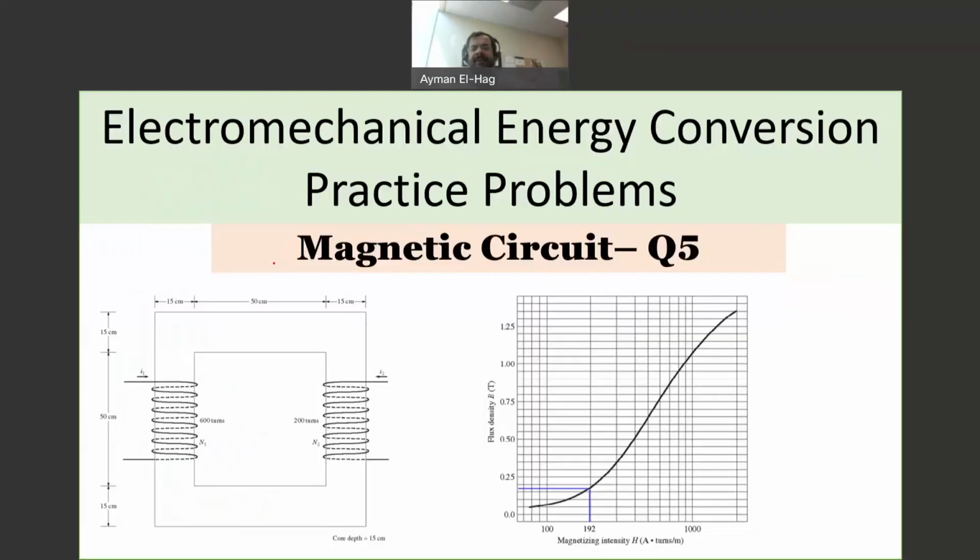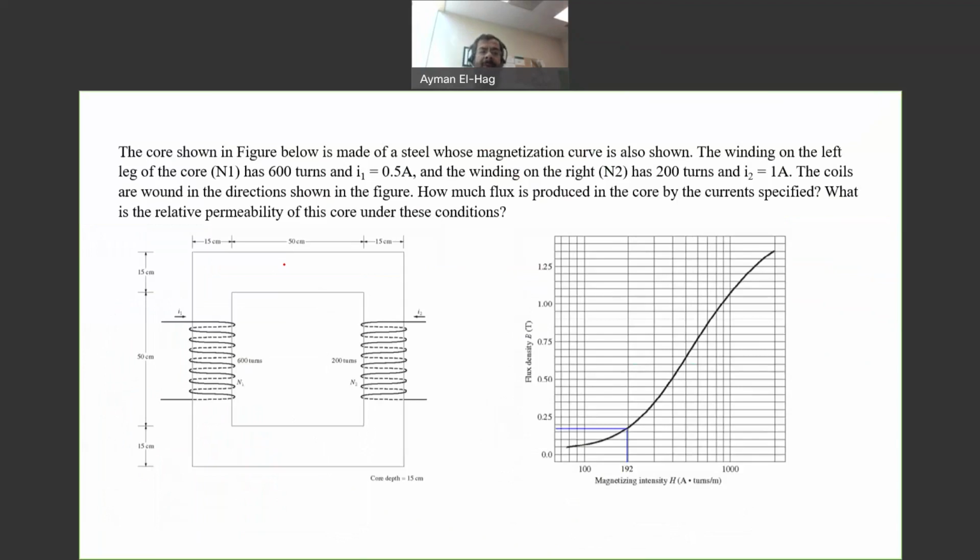This is our fifth question about the magnetic circuit. In this question, we have magnetic material, and here we have two coils instead of one coil as we have seen in the previous questions. So this is something that we need to pay attention to.